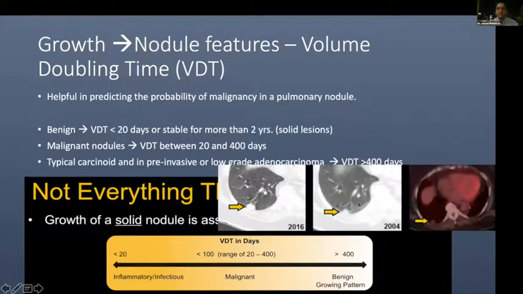Here's an example of a benign lesion that's been followed up for almost 12 years. You can see the lesion here was small and gradually progressed to a larger size, and on the PET, it wasn't PET avid at all.